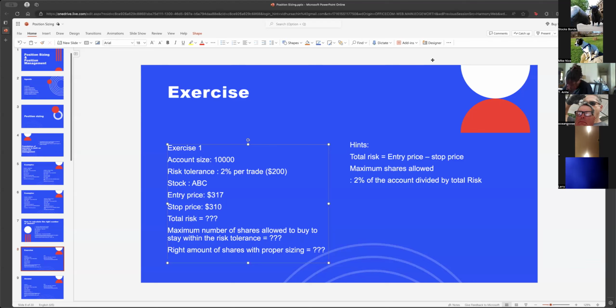How much you put in doesn't matter at the end of the day. That is your initial investment. The only thing we care about is how much you're going to lose if the stock price drops $7 from your entry. So if you buy 28 shares and it drops $7 from your entry, you're not going to lose more than 2% of your entire account. The loss will be less than $200. So the right amount of shares is 28.